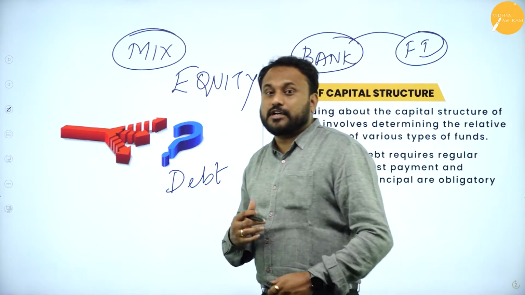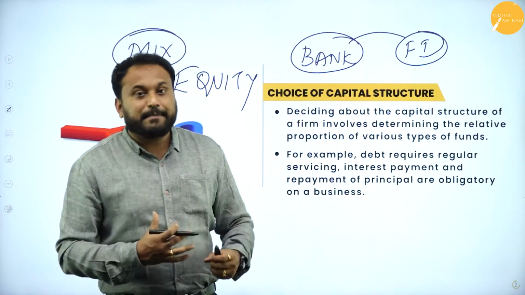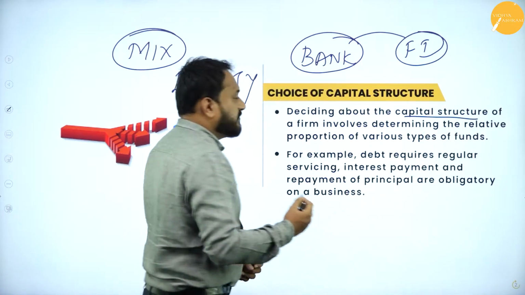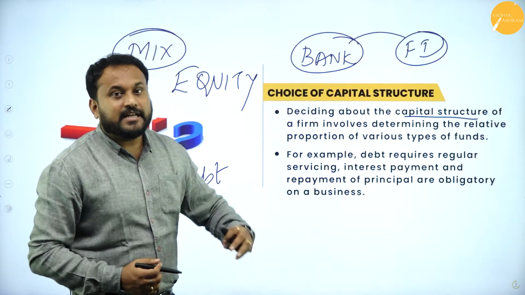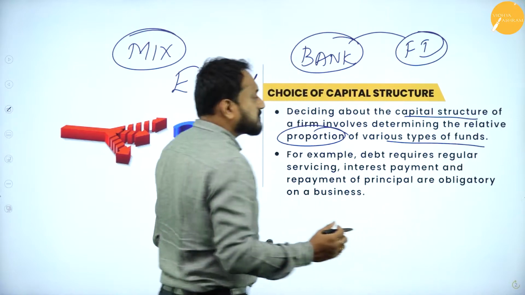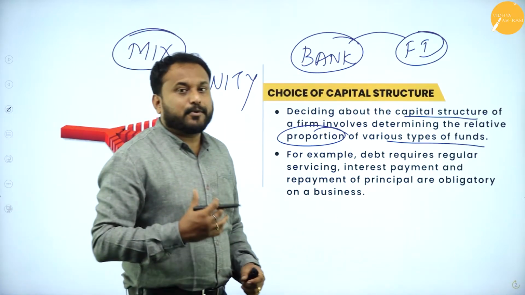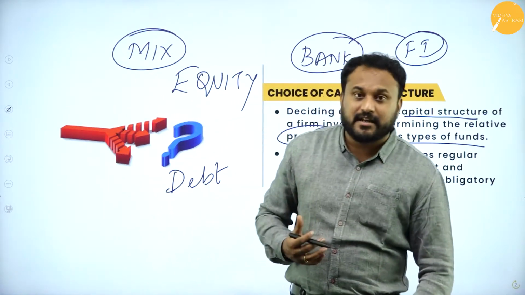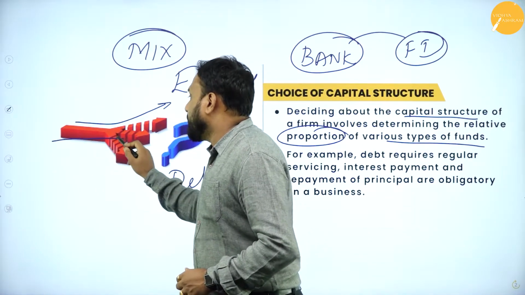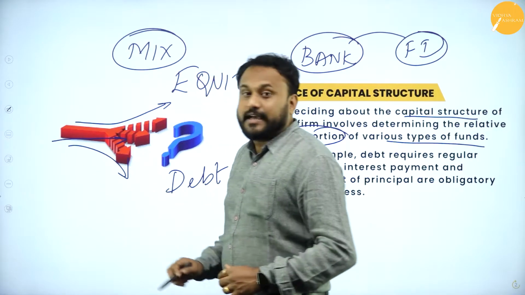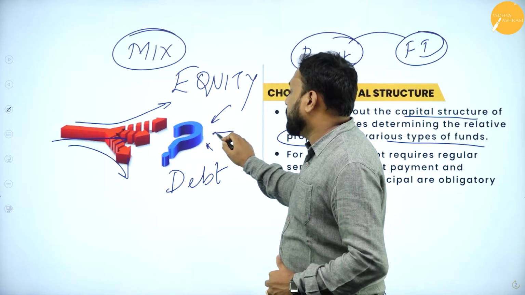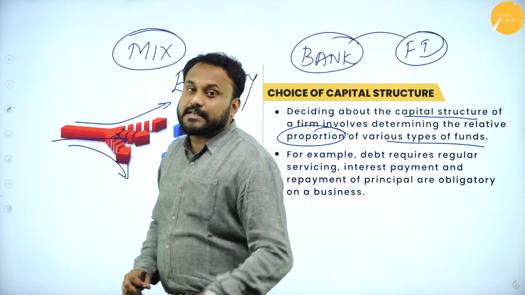So we need to go for the choice of the capital structure. Deciding about the capital structure of a firm involves determining the relative proportion of various types of fund. When you go for a proper choice, you are supposed to decide, and you will come across which one should I go for. There is always a question mark as to which one we are supposed to prefer.